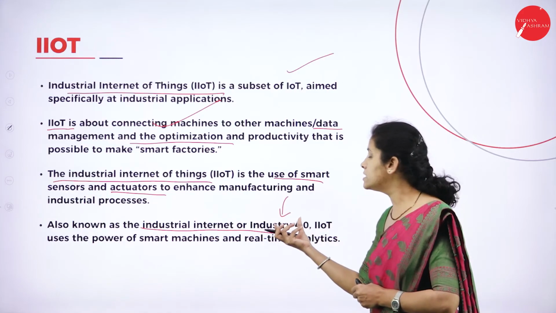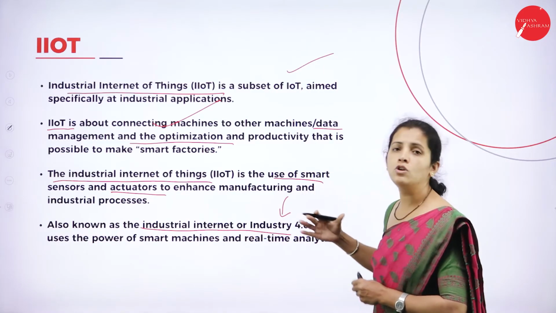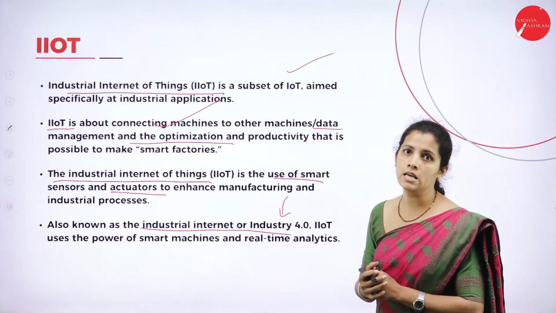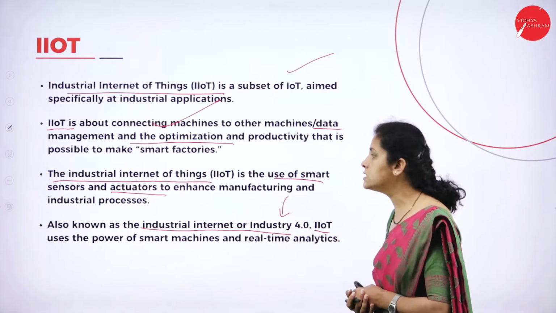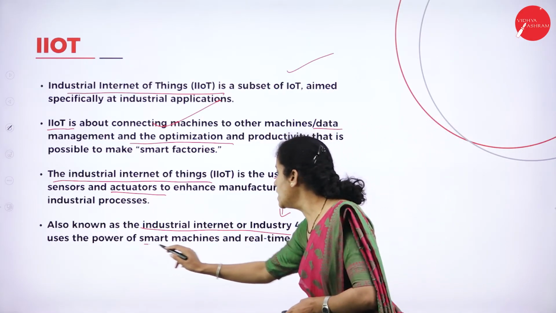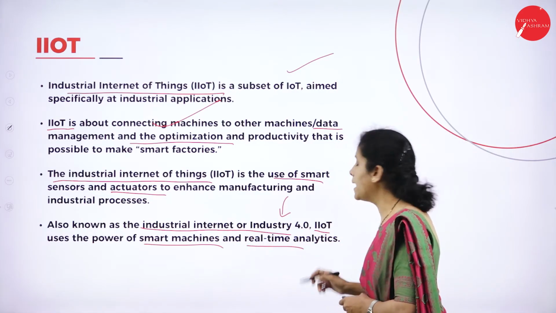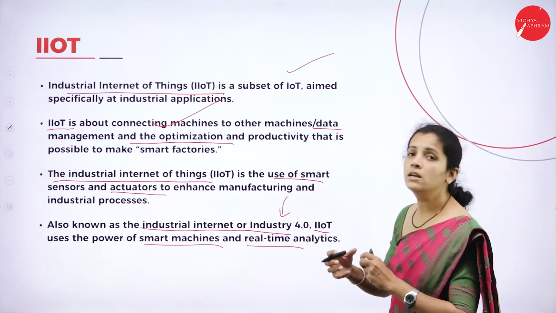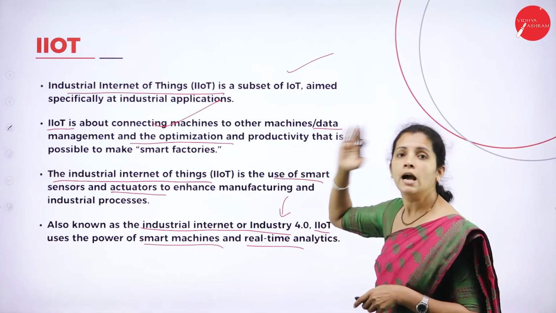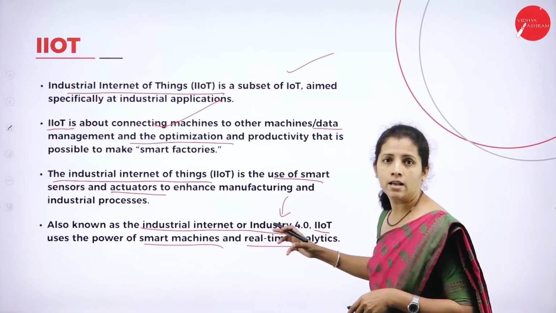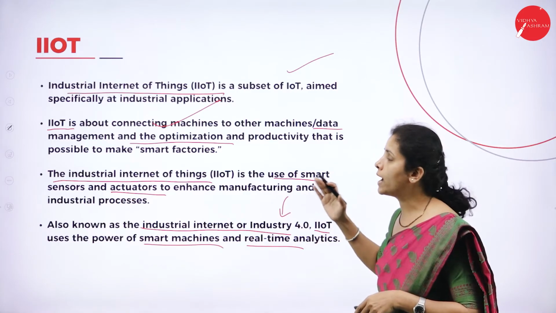What is Industry 4.0? That is nothing but planning to make smart industry by using IIoT. So IIoT uses the power of smart machines as well as real-time analysis. So what is real-time analytics here? That is nothing but we get real-time data. By using IIoT, we can take decisions. We can manage the productivity as well as quality.